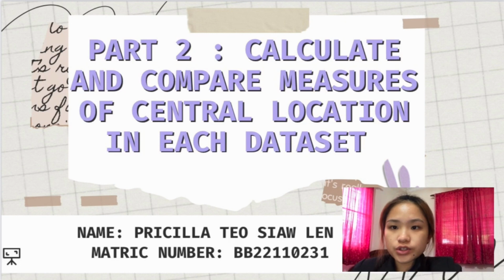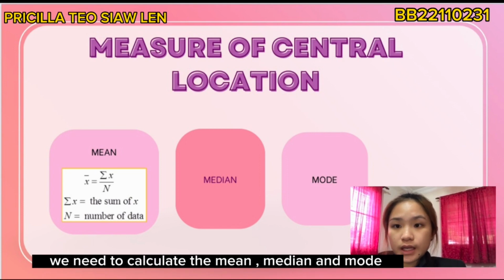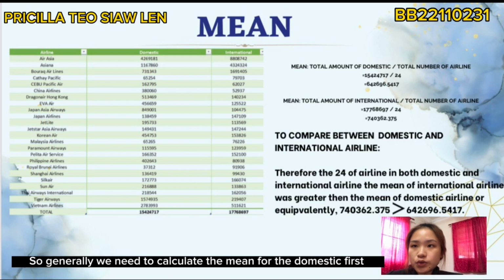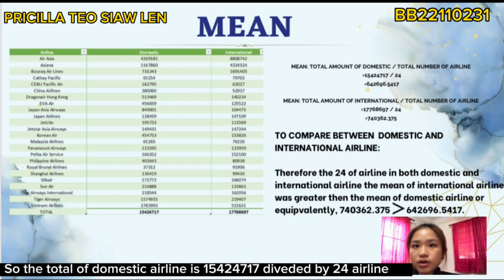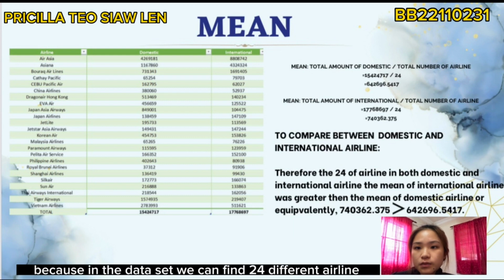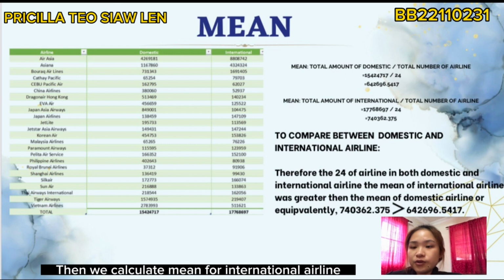So we continue to part 2, which is to calculate the measure of central location in each dataset. For the measure of central location, we need to calculate the mean, median, and mode. Generally, we calculate the mean for the domestic first. From the dataset, we take the total domestic amount, then divide by the number of airlines. The total of domestic airlines amount is 154,247,17 divided by 24 airlines, because in the dataset we can find 24 different airlines. So the answer is 642696.5417.